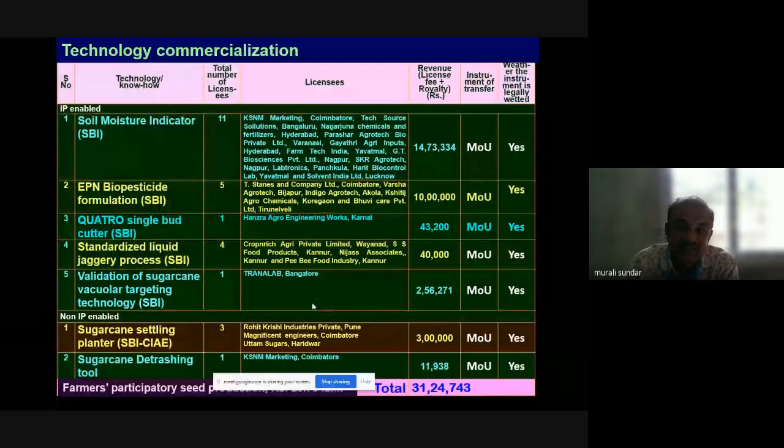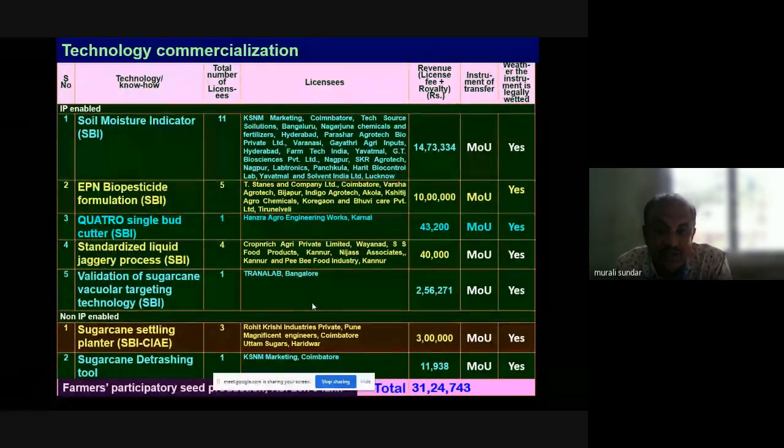This is the revenue we have generated so far by licensing technology in the institute. Nearly 31.24 lakh rupees have been earned through licensing the technology alone. Apart from that, we are getting royalty also. Nearly 16 lakh rupees of royalty we have already received from the soil moisture indicator as well as the de-thrashing tool.